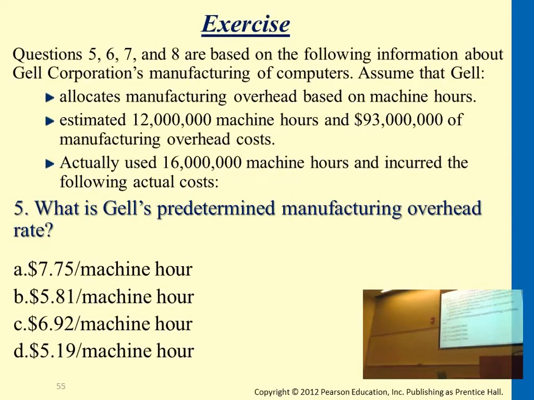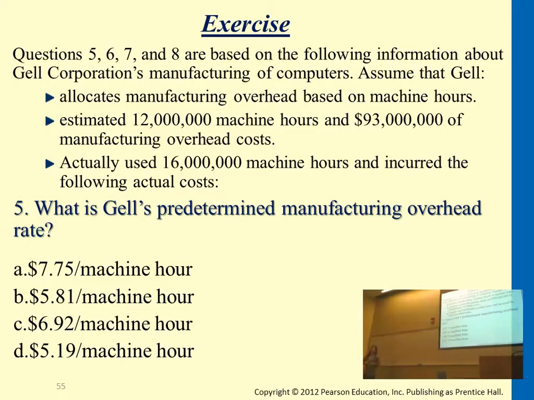Okay. Now, the next few questions are based on this information. If we take a look at these bullet points, this company allocates manufacturing overhead costs based on machine hours. So this is giving you a hint what will be the denominator here. The second bullet point: estimated 12 million machine hours, 93 million manufacturing overhead costs. The actual machine hours used is 16 million hours. So this question is asking how to calculate the predetermined rate, and what will be the answer?